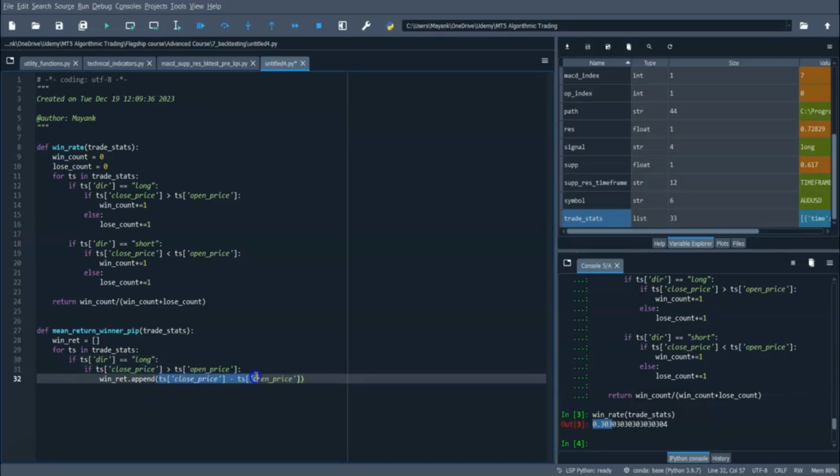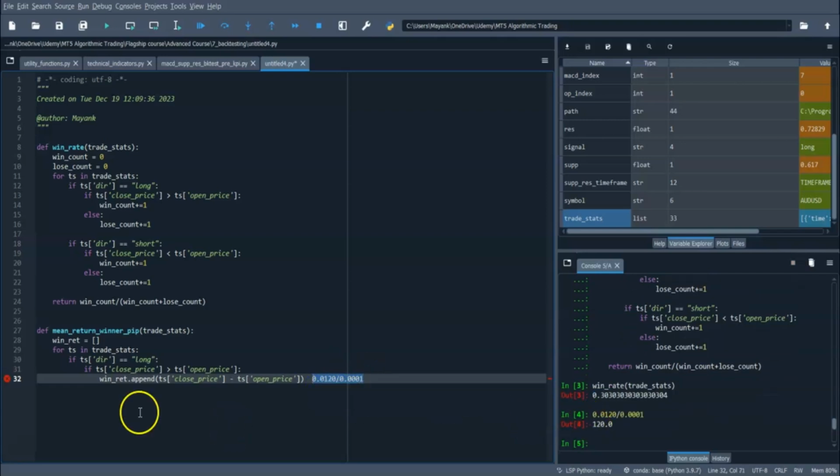But this would give me a value in decimals. So this would give me a value like 0.0120. Do we want that? No. We want to get the values in pips. So to convert it into pips, we'll have to divide it by the actual pip value. So if I run this, we'll get 120. And that is what we want.